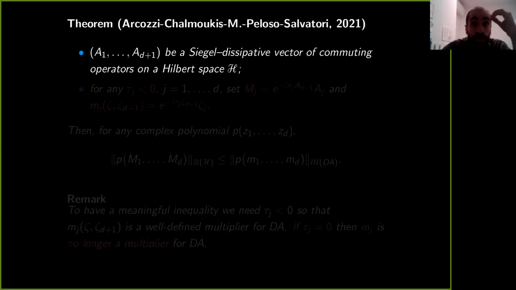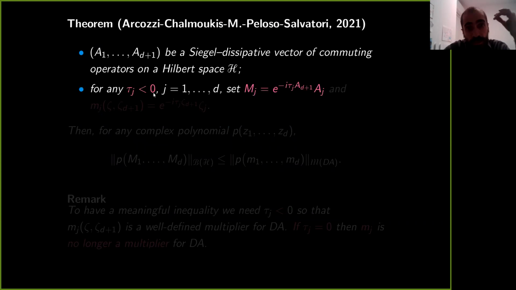And this is the theorem we prove: given such a vector of operators, and let us consider, for any tau_j negative, for j that goes from 1 to d, the operator M_j, which is defined in this way: e to the minus i tau_j A_{d+1} A_j. So it is the composition of one of the contractions of the semigroup generated by iA_{d+1} with A_j. And we consider the analogous function in z_{d+1}, z_j: e to the minus i tau_j z_{d+1} z_j.